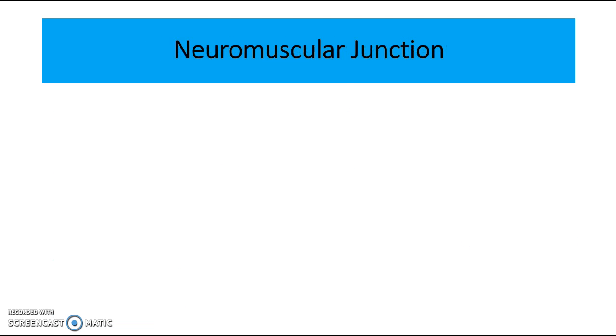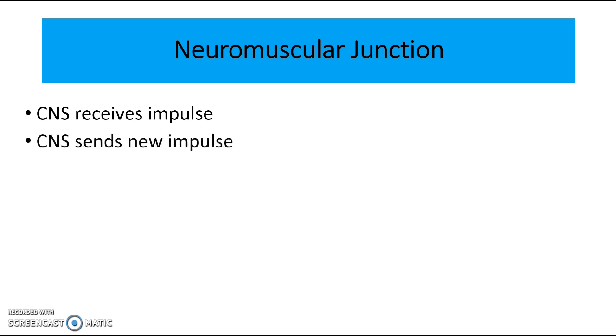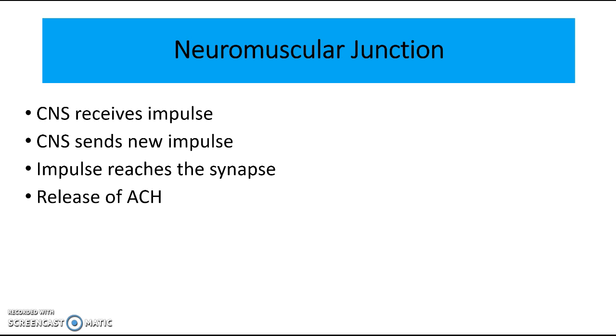So we're now just going to look at the neuromuscular junction. So we're backtracking a little bit to when the central nervous system receives an impulse and then sends a new one down the motor neuron. Once the impulse reaches the end of the axon, which is just the cell membrane that surrounds the long fibre of the neuron, they approach the synapse. So the impulse approaching the synapse triggers the release of a chemical neurotransmitter called ACh, or acetylcholine.